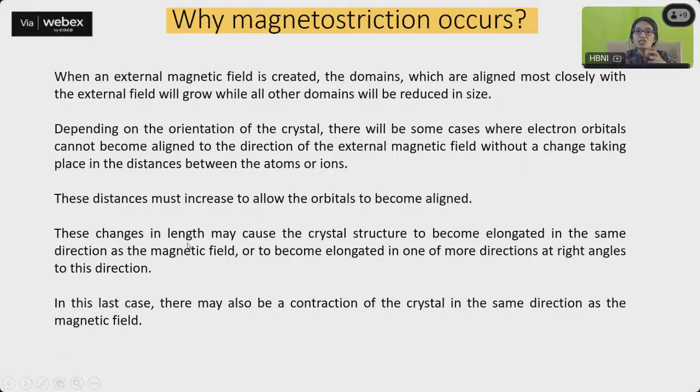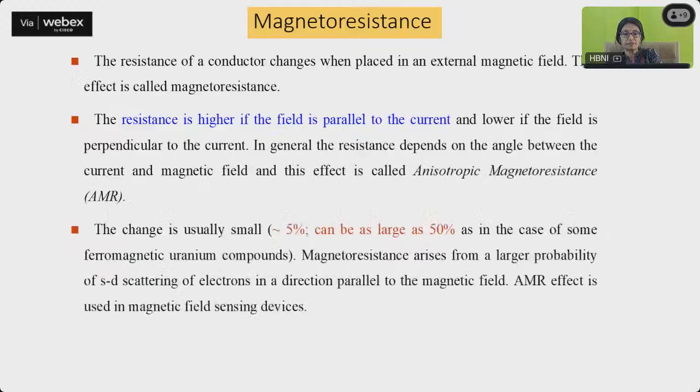And once the distance between these atoms or ions increases, there's a change in the length, and this causes the crystal structure to become elongated in the same direction as the magnetic field, or it may become elongated in one or more directions at right angles to the direction where the magnetic field is applied. In this last case, there may also be a contraction of the crystal in the same direction as the magnetic field. So if it is elongating on one side, then it is getting constricted on the other side. So it depends: there can be an elongation, or sometimes there can also be a compression or a contraction.